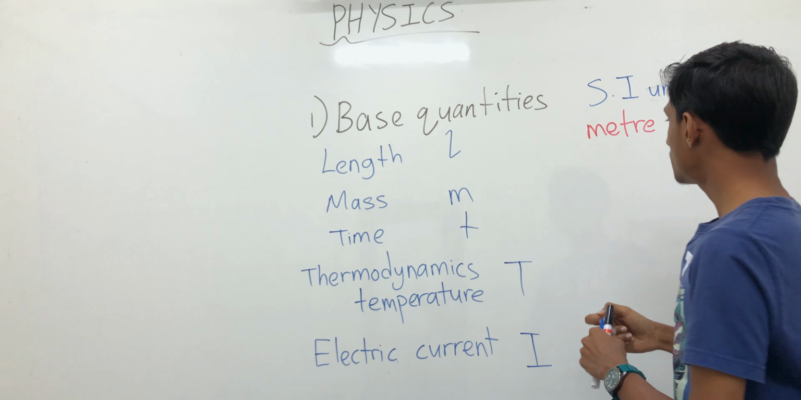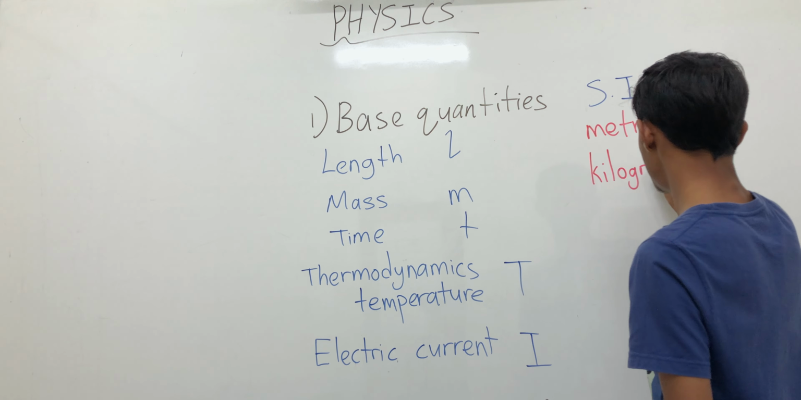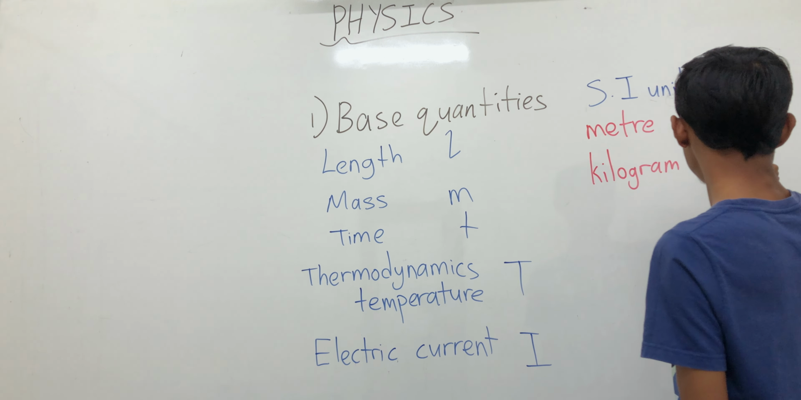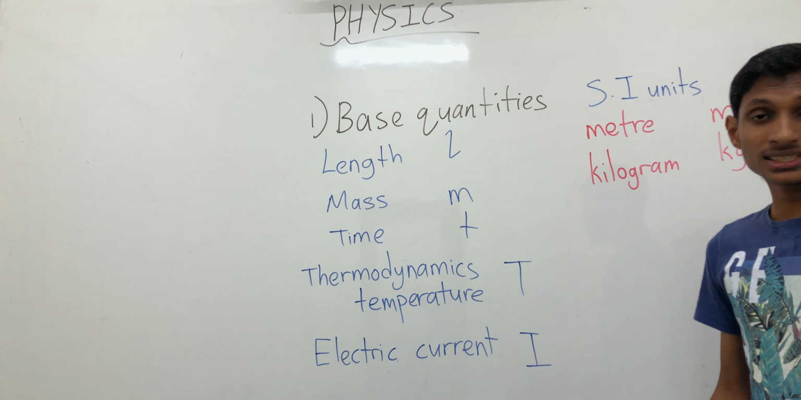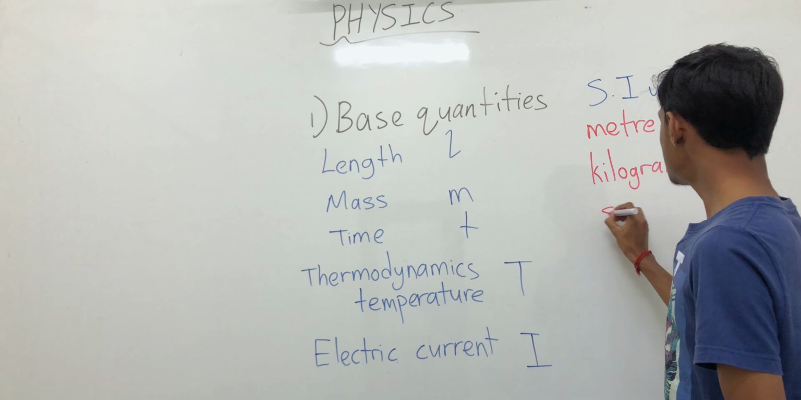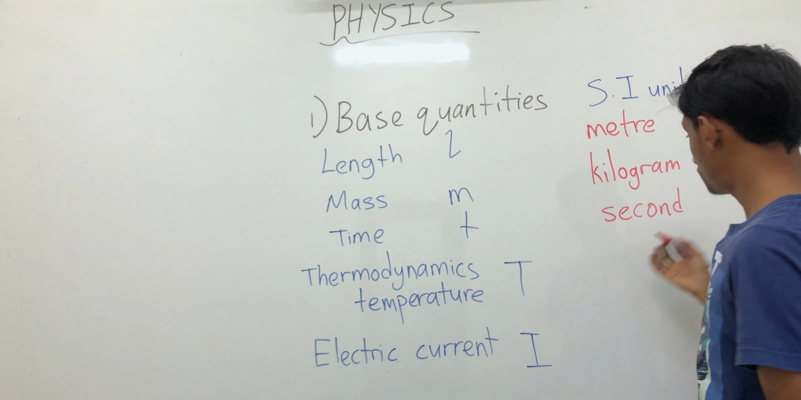Now for mass, it's kilogram. I mean, it's pretty easy. Kilogram is used pretty much everywhere in Malaysia. So kg is the symbol for kilogram. Now to represent time, it's the second. Second is pretty straightforward. It's an s.